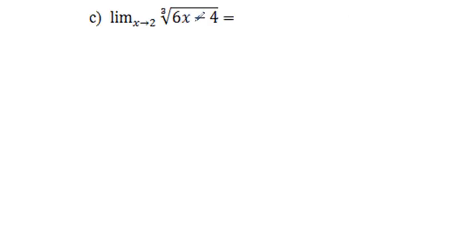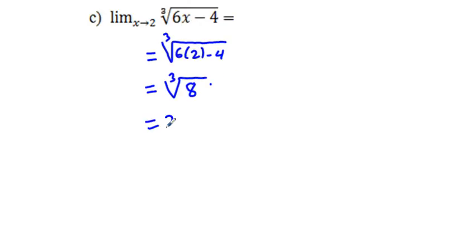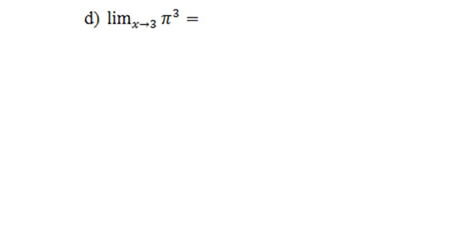Next, C. What we're going to do is plug in 2, because that's the first step. So we're going to have the cube root of 6 times 2 minus 4. What that's going to be is 12 minus 4. We're going to have the cube root of 8, which equals 2. So 2 is our correct answer for part C.